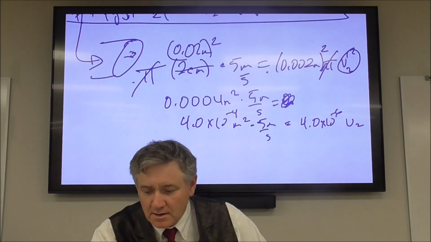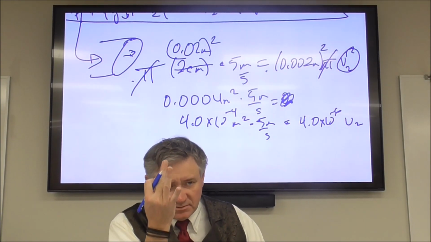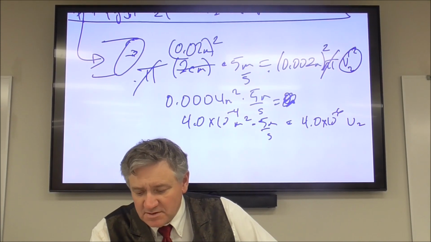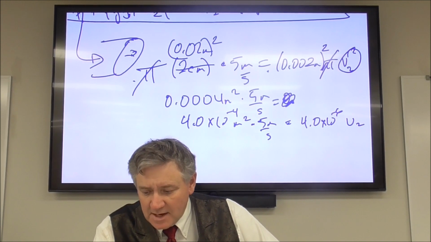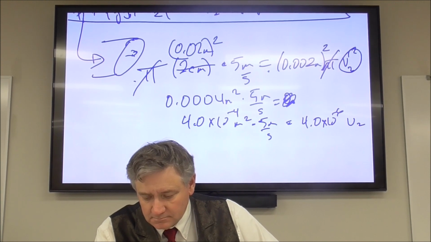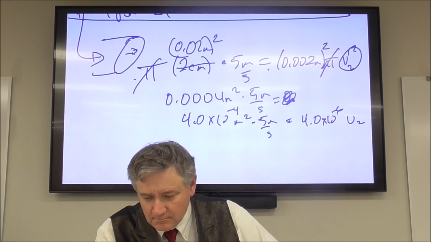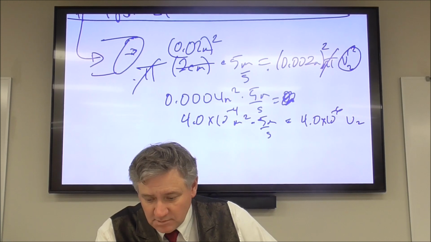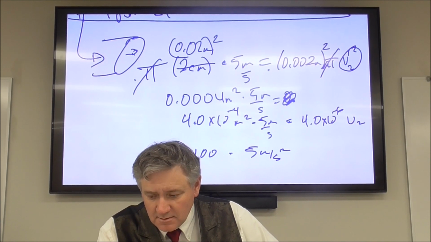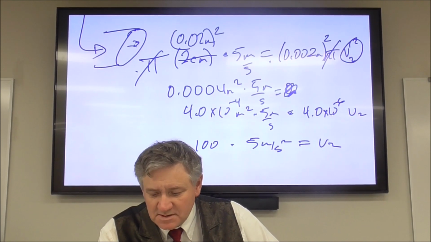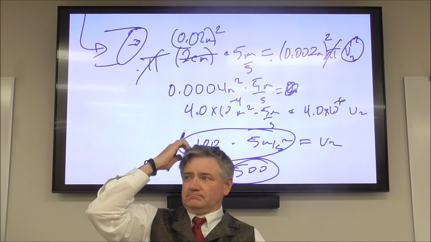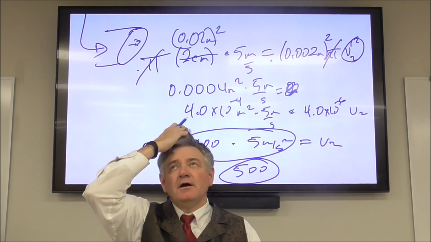Where did we get pi from? It's the cross-sectional area of a circle. But I've got pi's on both sides. So somebody take 4.0 times 10 to the negative fourth and divide that by 4.0 times 10 to the negative sixth. 100, right? The fours cancel out, and you get 10 to the second. So the velocity becomes 500 meters per second, which is faster than the speed of sound. Pretty cool.